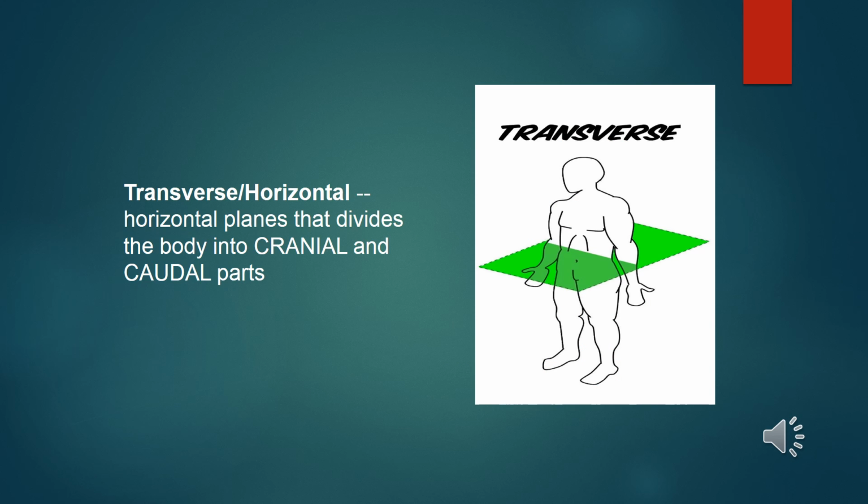Finally, the transverse plane. The transverse plane horizontally divides the body into cranial, which is the upper part, and caudal, which is the lower part. Next, we have a video to show you the three planes that we just described to you.